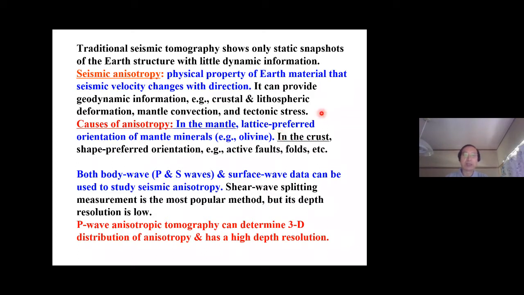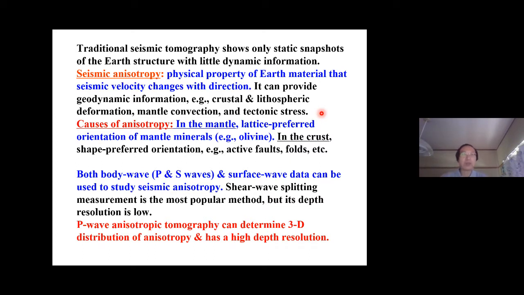In the crust, the cause of anisotropy is shape preferred orientation, such as active faults and other geological surface features. Both body wave and surface wave data can be used to study seismic anisotropy. Shear wave splitting measurement is the most popular method, but its depth resolution is low. In contrast, P wave anisotropic tomography can determine the three-dimensional distribution of anisotropy and has a high depth resolution.